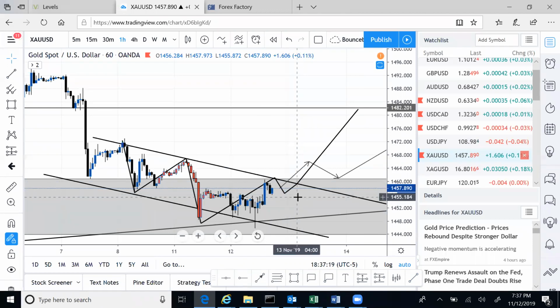Right? And the reason being is that you want to identify your left shoulder support, and notice that is here for this right shoulder. So I'm not looking for this to have such a deep pullback.